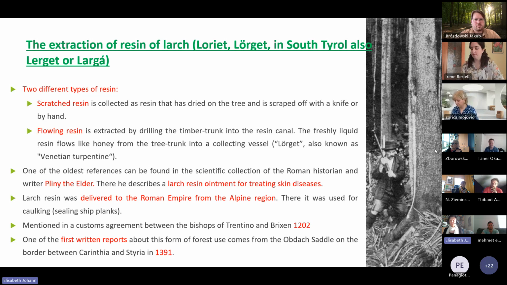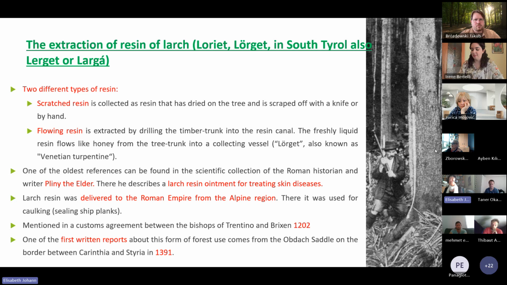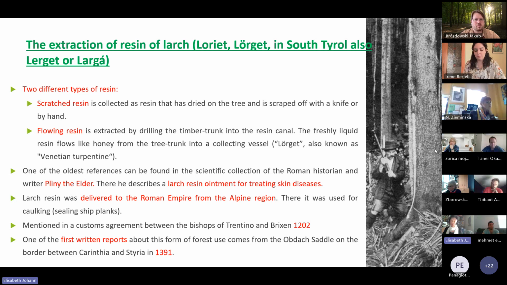One of the oldest references that can be found is a scientific collection of the Roman historian and writer Pliny the Elder, and he describes larch resin ointment for treating skin diseases. And larch resin was also delivered from the Austrian Alps to the Roman Empire for sealing the ship planks. And this also has been mentioned in custom agreements between the bishops of Trentino and Brixen in 1202. And the first written report about this form of use, the drilling into the larch stem, comes from Carinthia, from the Optak settle from 1391.